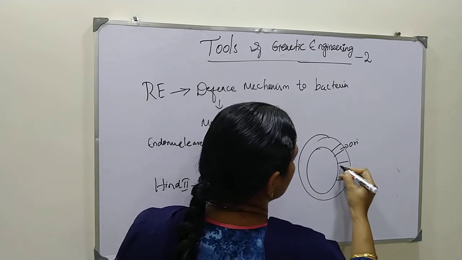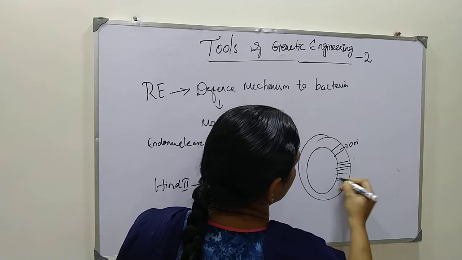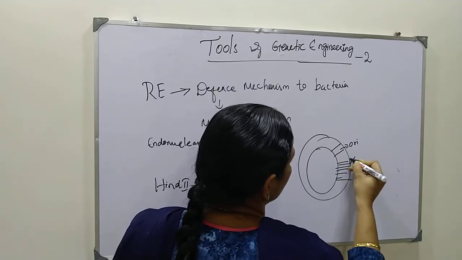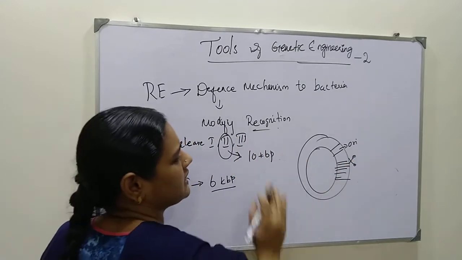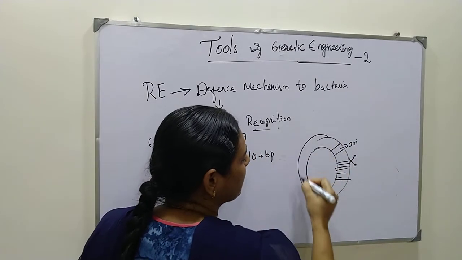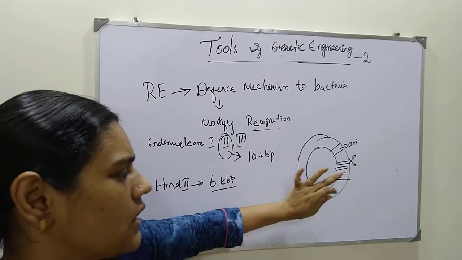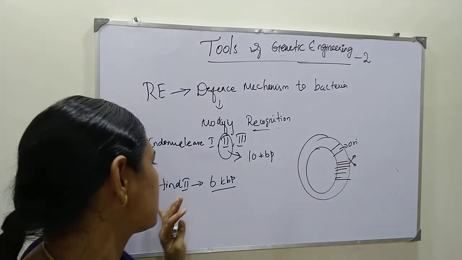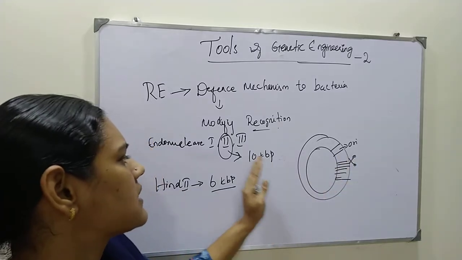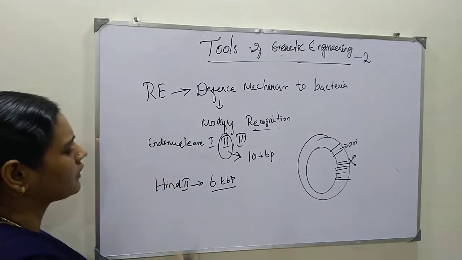And one more site is called the restriction site. The enzyme has to come and cut this site, so it has to recognize that particular site, called the recognition site. A 6 kilo base pair site is enough to be cut by this enzyme, and 10 kilo base pair is enough to cut this plasmid. So this is about that.